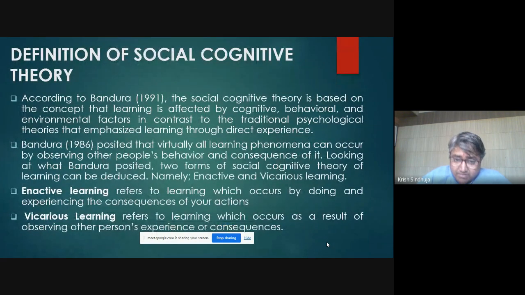So, what is the definition of social cognitive theory? According to Albert Bandura, it is based on the concept of how learning is affected by three components: cognitive, behavioral, and environmental factors, in the context of traditional psychological theories. So, Albert Bandura views that the learning phenomenon can occur through observation of other people's behavior.